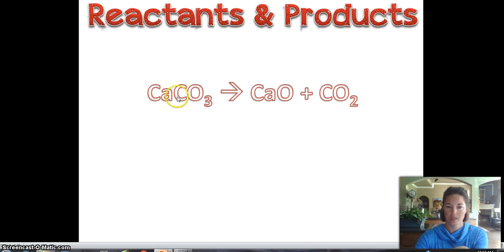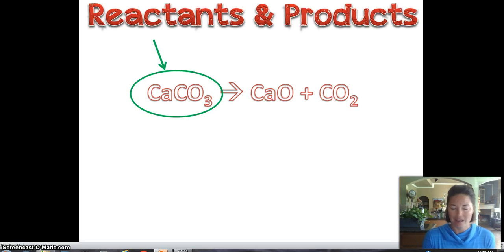We have this chemical formula here for calcium carbonate, and we have this chemical formula here for calcium oxide, and this formula here for carbon dioxide. So within a chemical equation, you need to be able to recognize reactants and products. Reactants are what we begin with, what we start. They're the substances that are going to be reacting in our chemical change. You will find those to the left of the arrow.